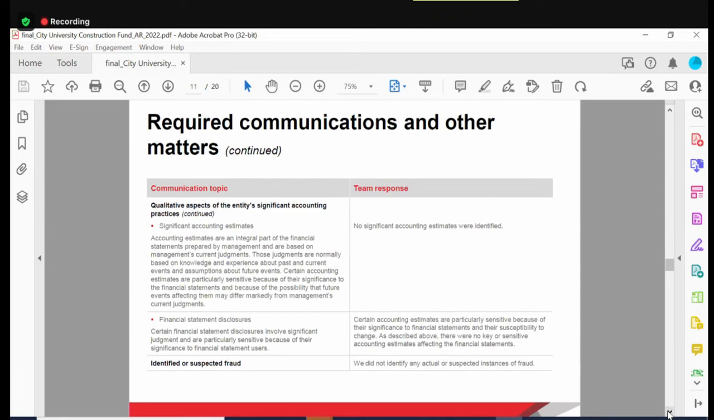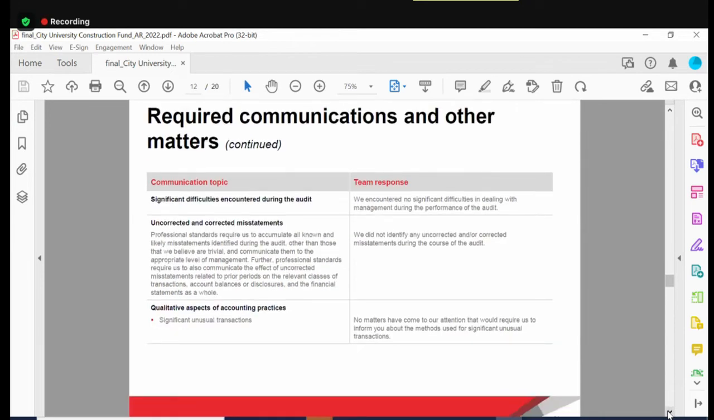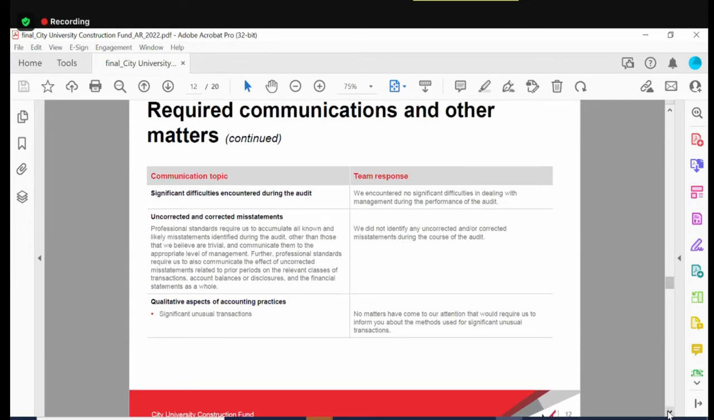There are no significant accounting estimates that we need to disclose to you. We did not, as I mentioned, identify any actual or suspected instances of fraud. Next page. We did not encounter any significant difficulties dealing with management, no uncorrected or corrected misstatements, no unusual transactions during the year.